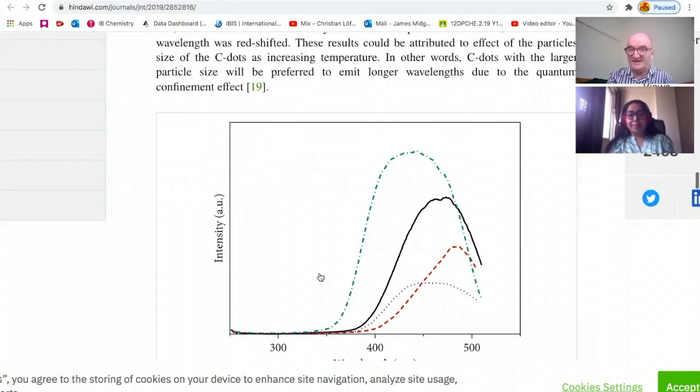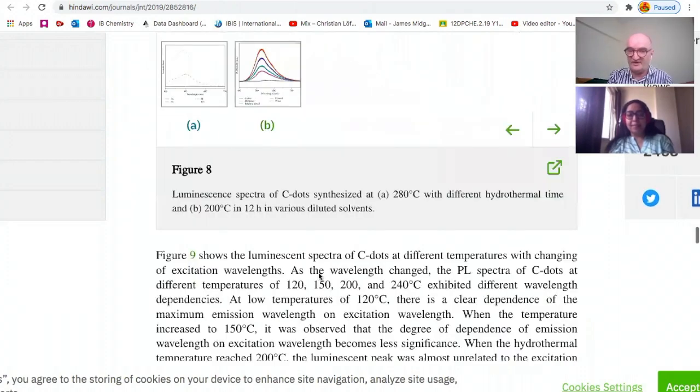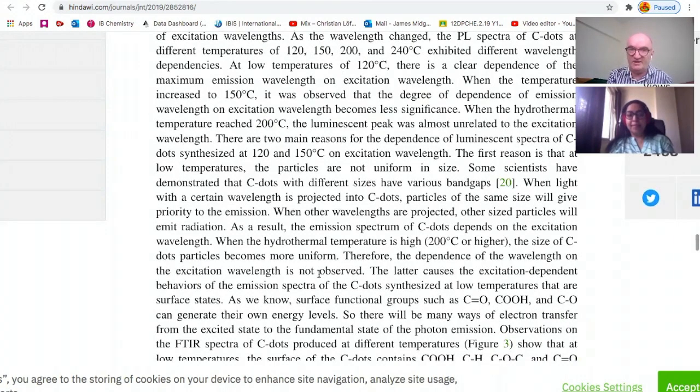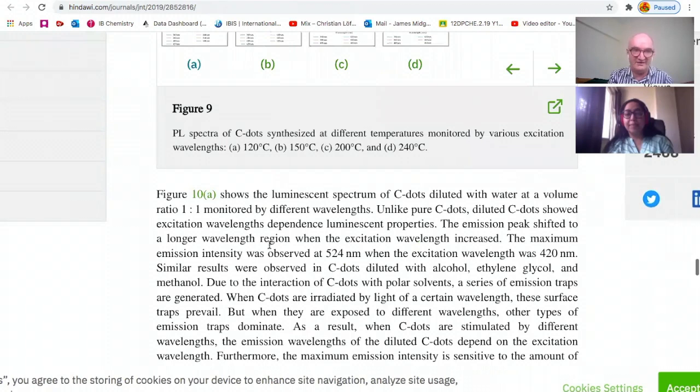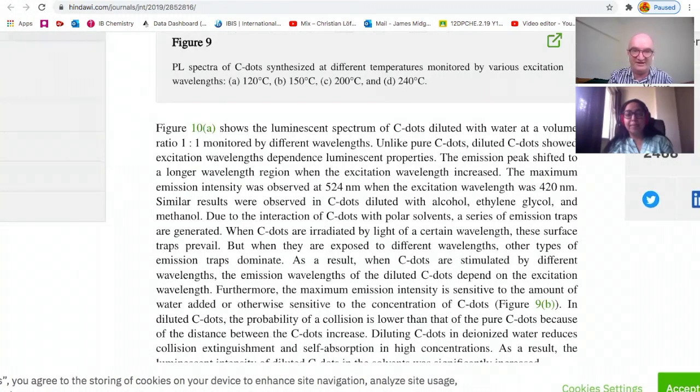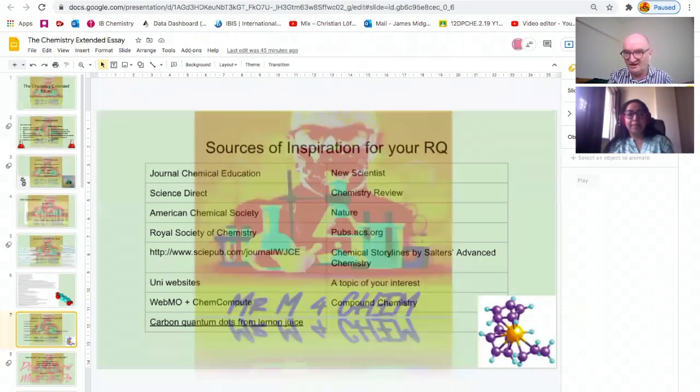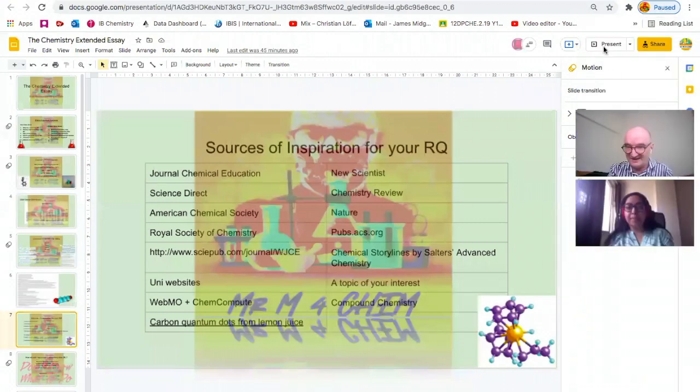So this is a great starting point, something like this that gets you excited and makes you want to know more. And you can use the chemistry that you've learned at school in a novel way. And I suggest that is a very healthy way to approach your chemistry extended essay.